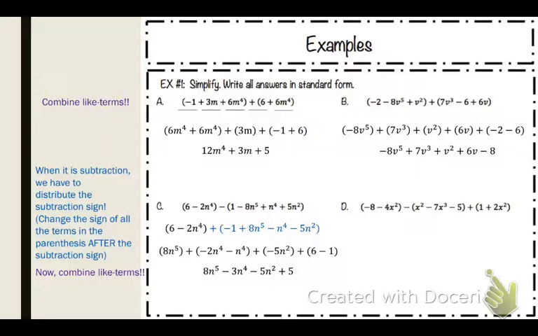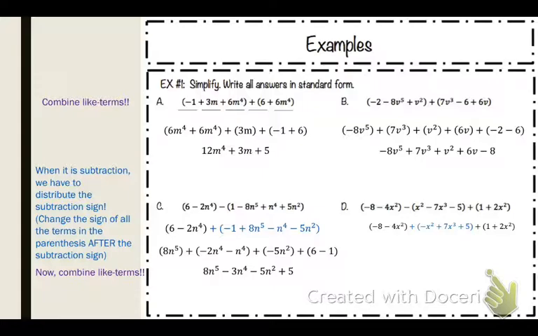Okay? Example D. So we have one subtraction sign, we have one addition sign. So we're just going to change that subtraction sign to a plus and change the signs in the parentheses directly after. Notice how I just changed the signs in the middle parenthesis. So it becomes a -x squared plus 7x cubed plus 5.